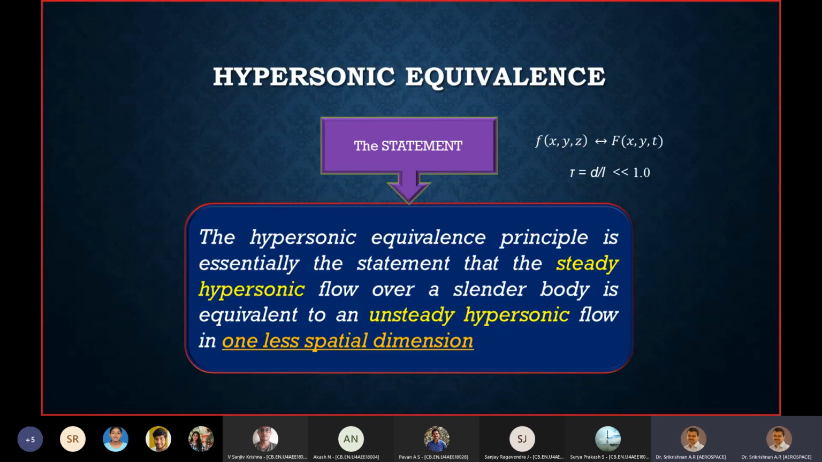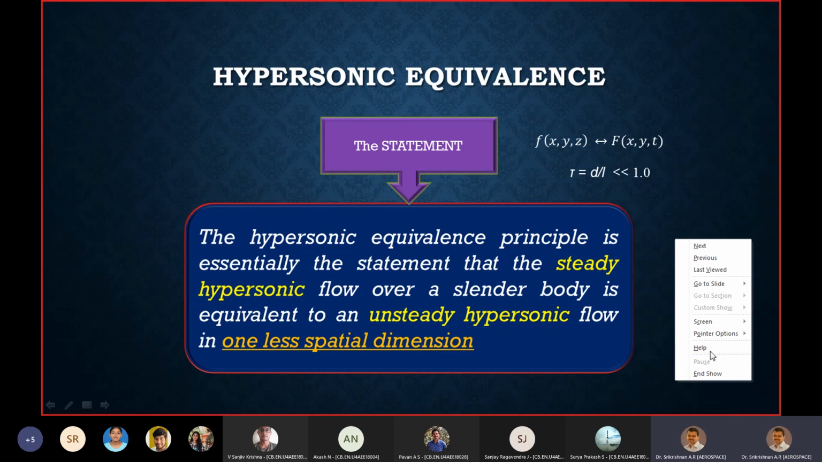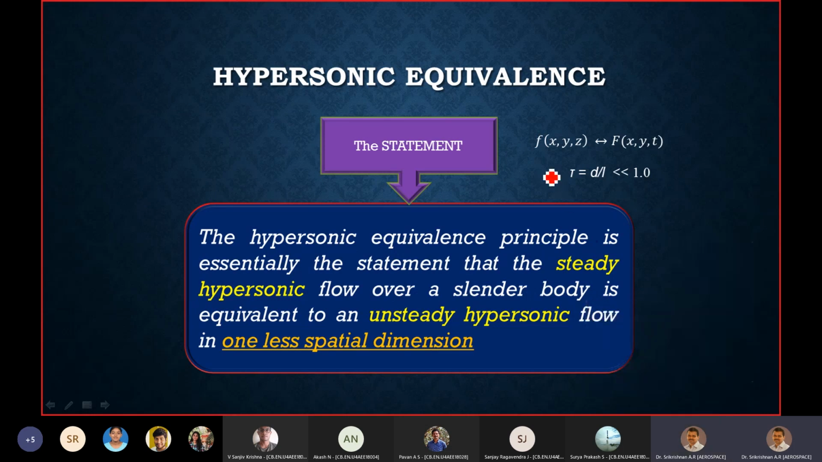Now, I just want you to look at what I have written in letters here, using notations here. F of x, y, z, small f of x, y, z, that is 3D flow. X, y, z, but there is no time in it. So steady three-dimensional flow. This can be equivalent to x, y, t. T is the transient.